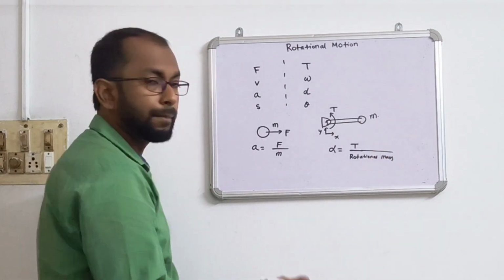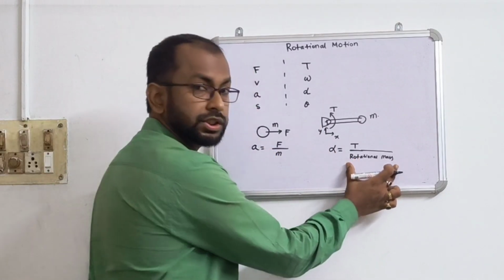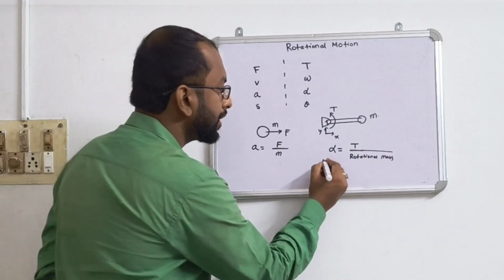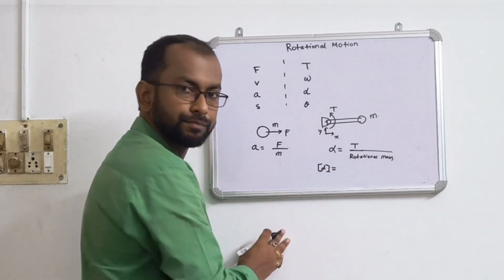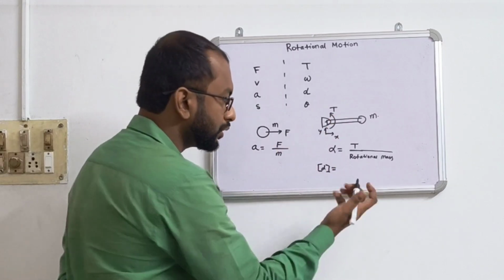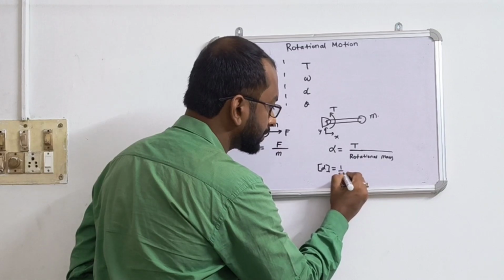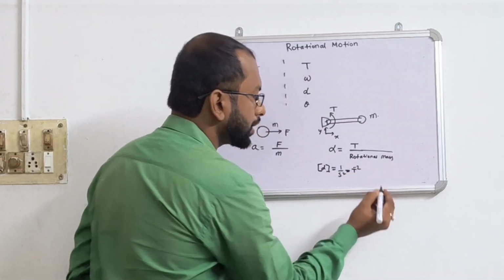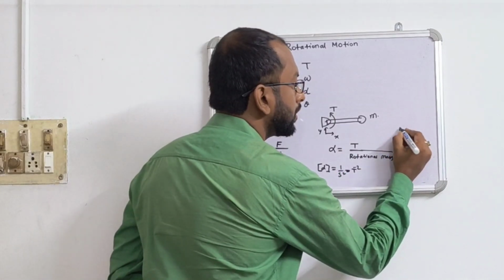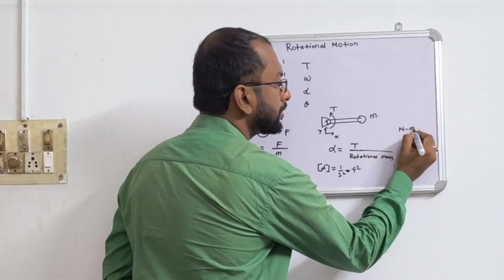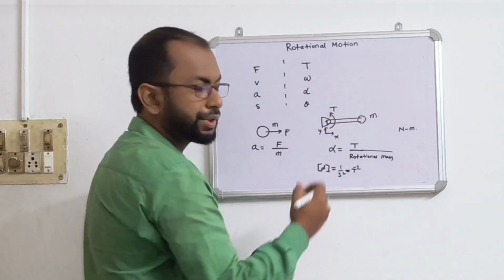Now, by dimensional analysis, we can find out what the rotational mass is actually representing. What is the dimension of this alpha? The dimension of alpha is radian per second square. Radian has no dimension, so it is only per second square, T to the power minus 2. What is the dimension of torque here? Torque is represented as Newton into meter. There is multiplication of distance with the force.